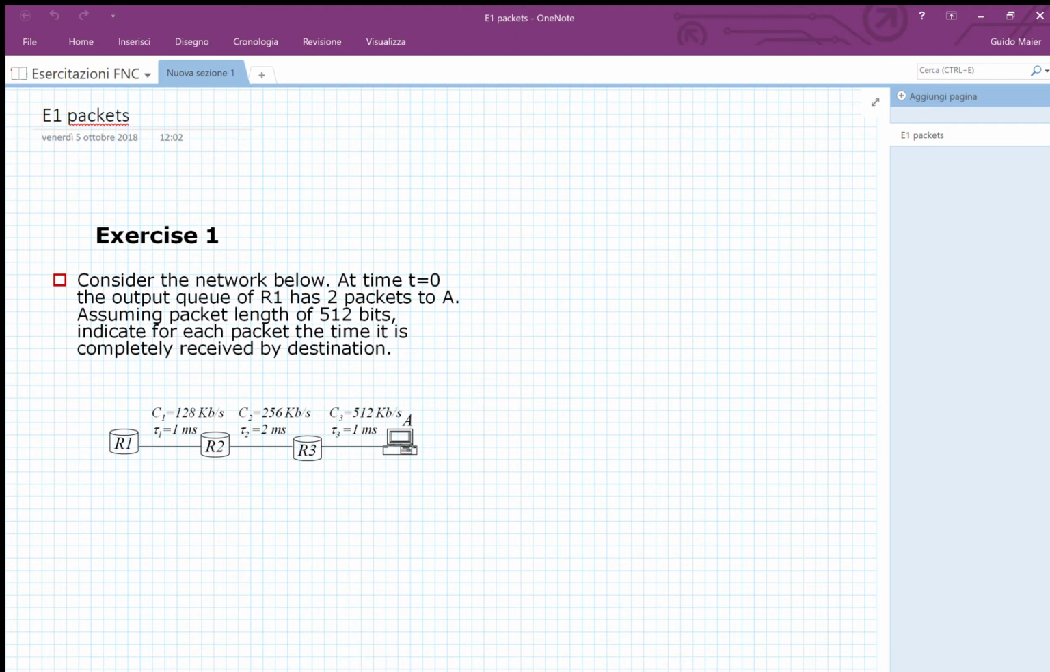Can you see the text? Maybe I have to enlarge it a little bit.